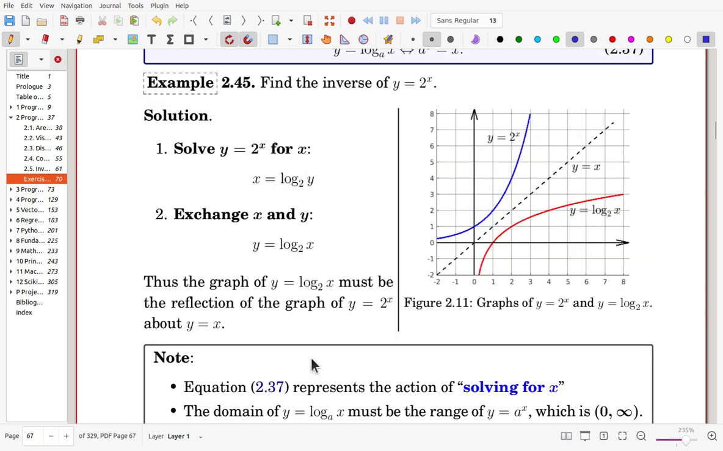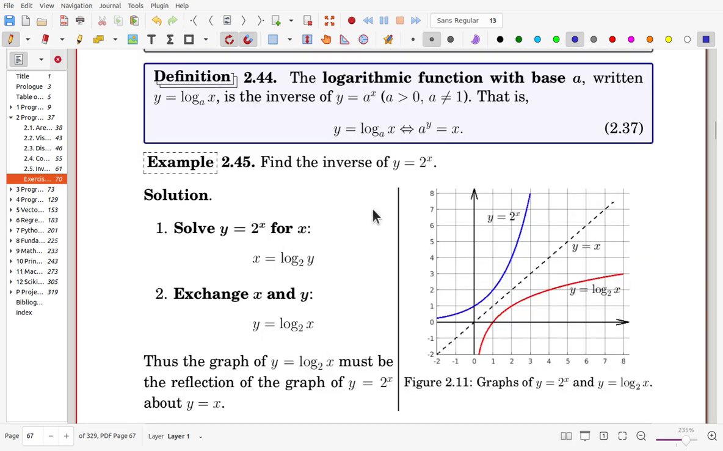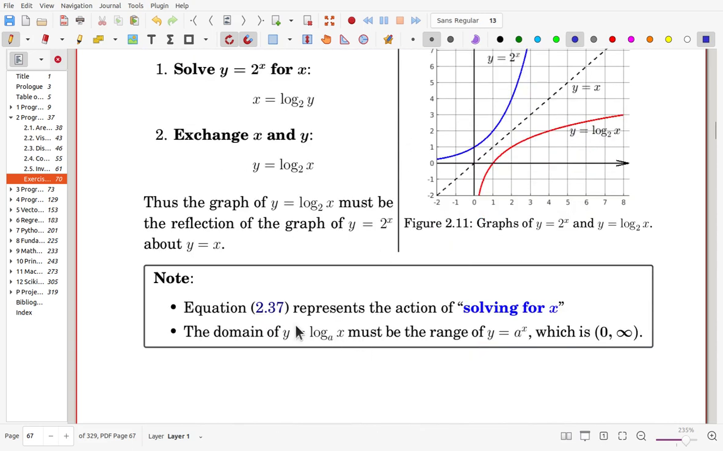Equation 2.37, that one, represents the action of solving for x, and the domain of y equals log base a of x must be the range of y equals a to the x, which must be here 0 to infinity, the positive numbers. That means that logarithm accepts only positive numbers. If x is 0 or negative, then it is not defined. Okay.